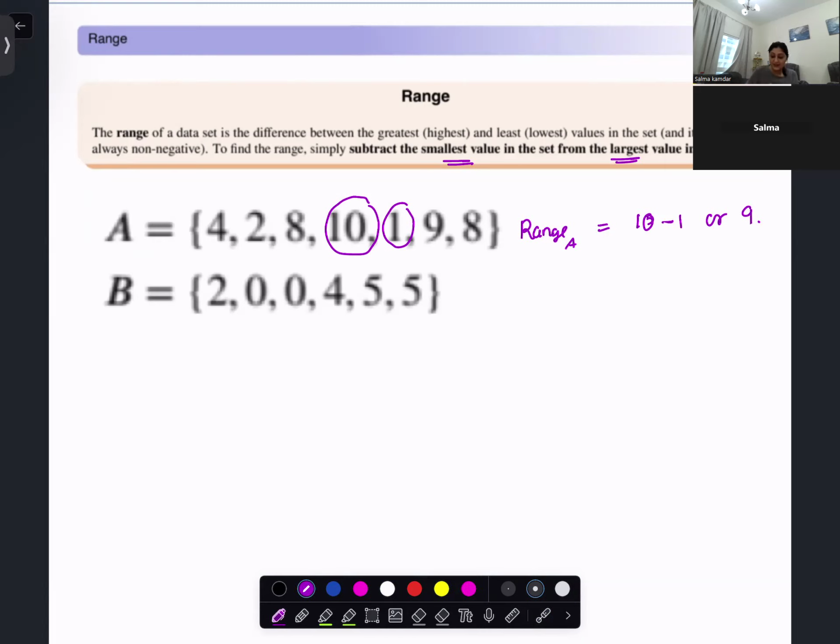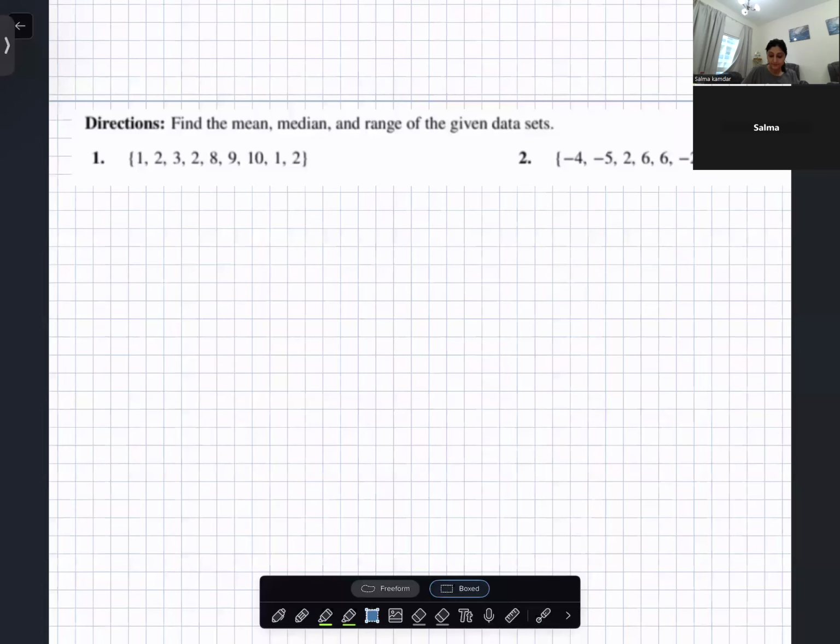If I want to see the range of set B, I will take the largest value and subtract the smallest value. The largest value is 5. From that, I'm subtracting the smallest value, that is 0. So the range of set B is 5. Now I want you to try this question yourself, and after trying it, you can come back and check. You have to find the mean, median, and range.